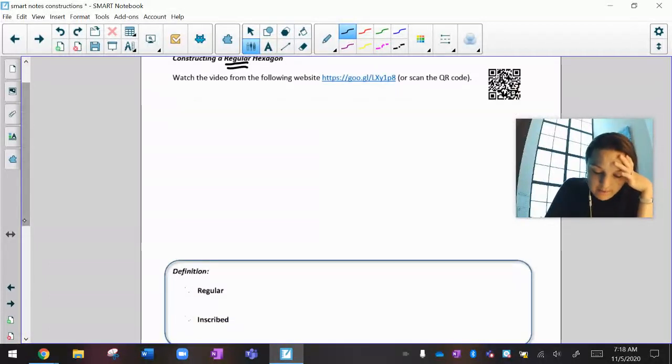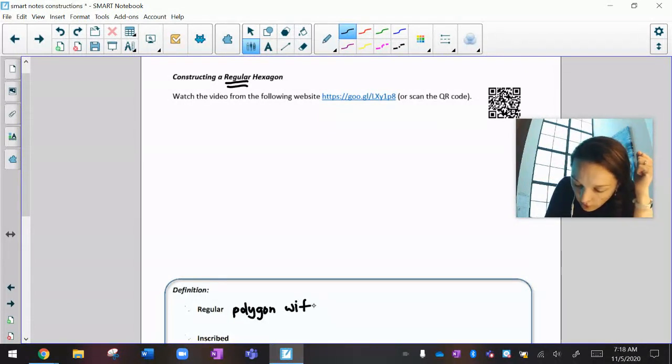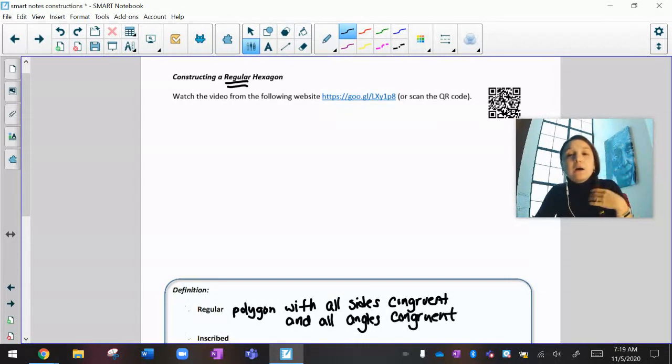What's regular mean? Well, the word regular means if you have a polygon, a triangle, a quadrilateral, pentagon, hexagon, octagon, all that stuff, if you want a regular one of those, it means it's a polygon with all sides congruent and all angles congruent. Okay, like a regular octagon would be a stop sign because all the side lengths of that stop sign are going to be the same.